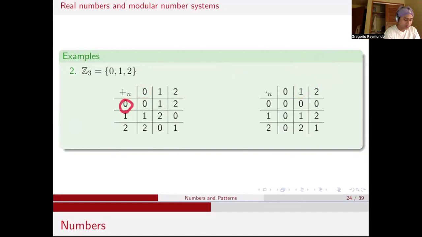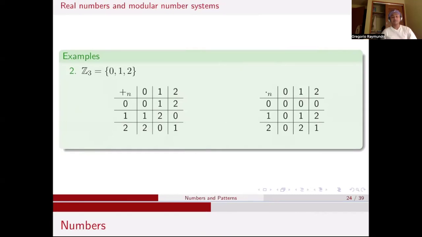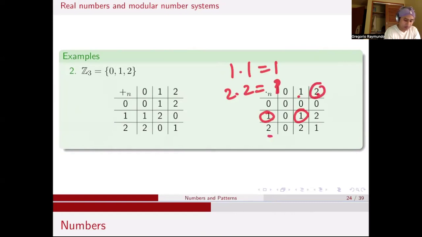So 0 plus 0, 0, 0 plus 1, 1, 0 plus 2, 2. And may additive inverse. Additive inverse naman, 1 plus 2 is 0, 2 plus 1 is 0, 0 plus 0, 0. So ang 2 at 1, sila ang inverse ng isa't isa, additive inverse. Dito, 1 times 1, 1. 2 times 2 is 1.